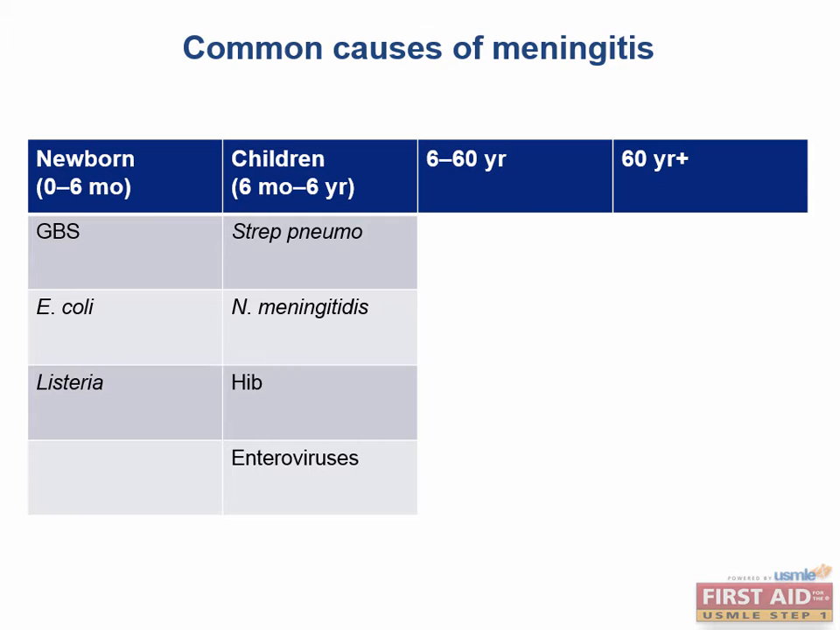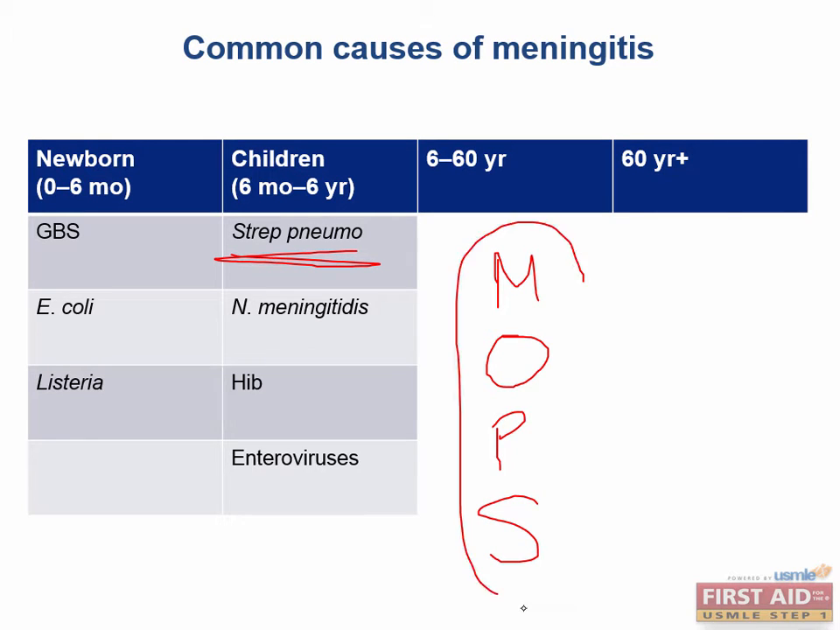This is a favorite question on the boards because, largely due to its name, people usually associate strep pneumoniae with pneumonia rather than meningitis. So in addition to pneumonia and meningitis, what other two key infections is strep pneumo responsible for? Besides meningitis, it would cause otitis media, sinusitis, and pneumonia. So we can remember the mnemonic MOPS.